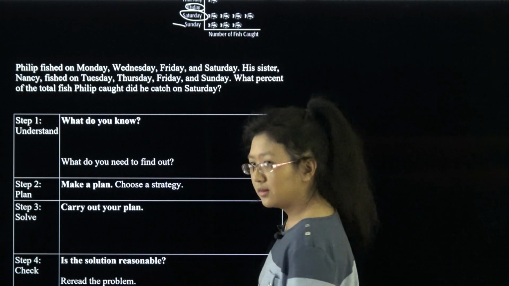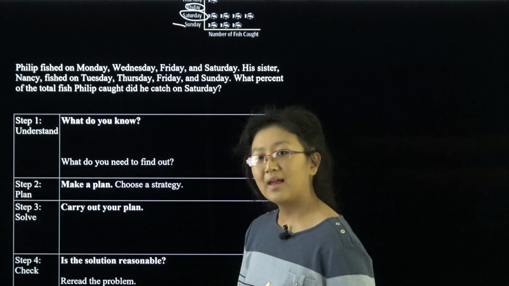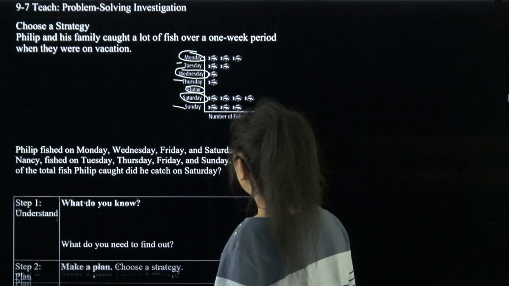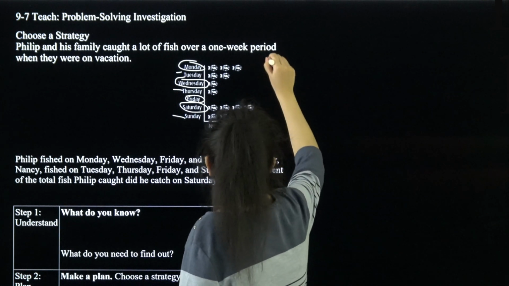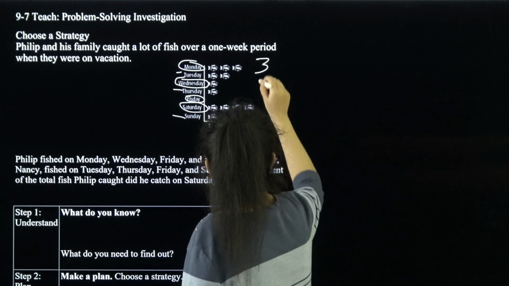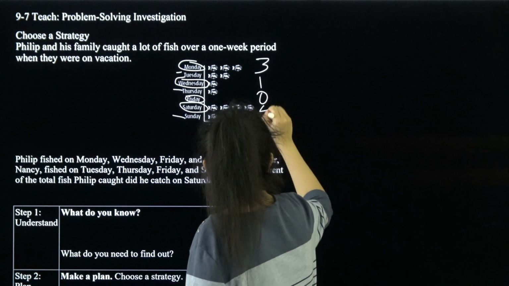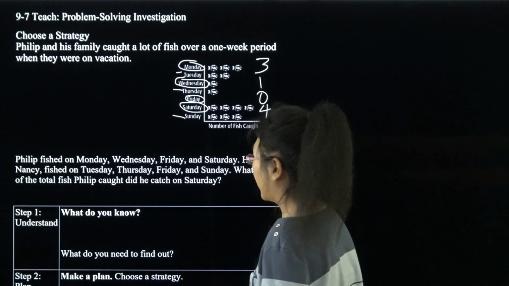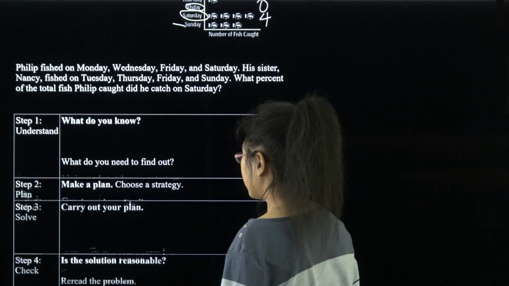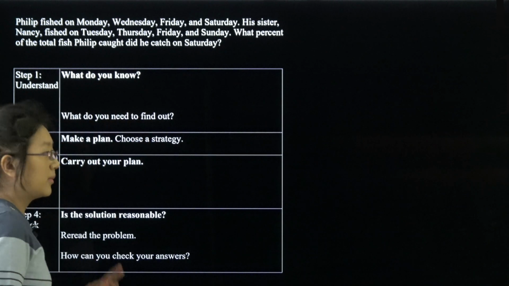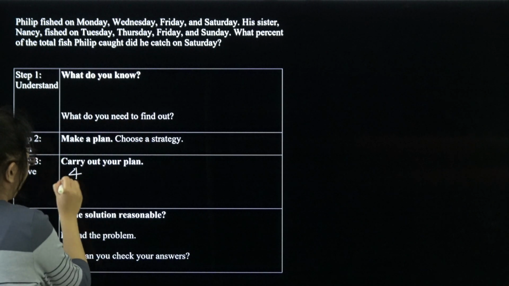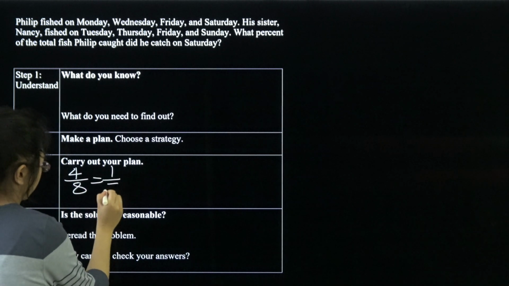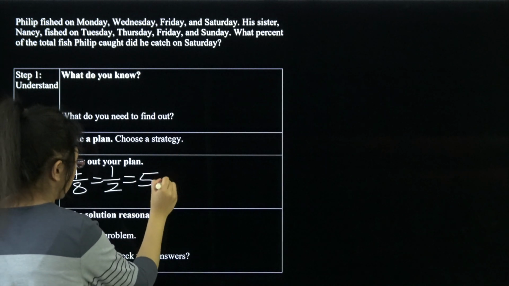So our plan is to add up the total number of fish that he caught and then find out what percentage. So how many did he catch? Well, Monday he caught 3, Wednesday he caught 1, Friday he caught 0, and Saturday he caught 4. Well, 3 plus 1 plus 0 plus 4 is 8. And he caught 4 of them on Saturday. So 4 out of 8 is equal to 1 over 2, which is also equal to 50%.